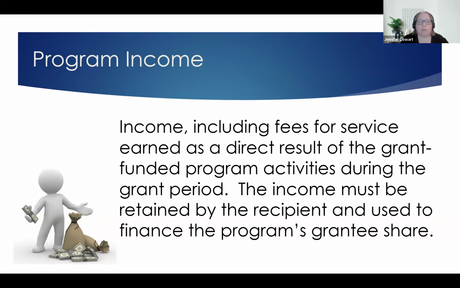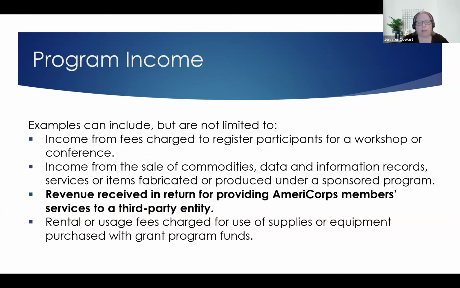So here are some examples, and this is not an end-all be-all list. It's income from fees charged to register participants for a workshop or conference that your AmeriCorps program is sponsoring, income from the sale of commodities, data and information records, service, or items fabricated or produced under your program, such as books, publications, t-shirts, whatever that is. Revenue received in return for providing AmeriCorps member services to a third-party entity. This is where most programs have program income.